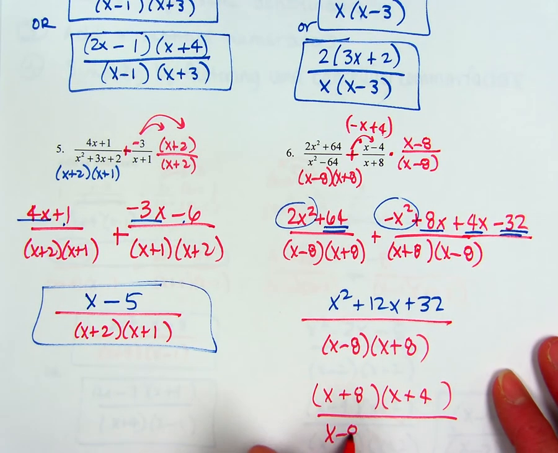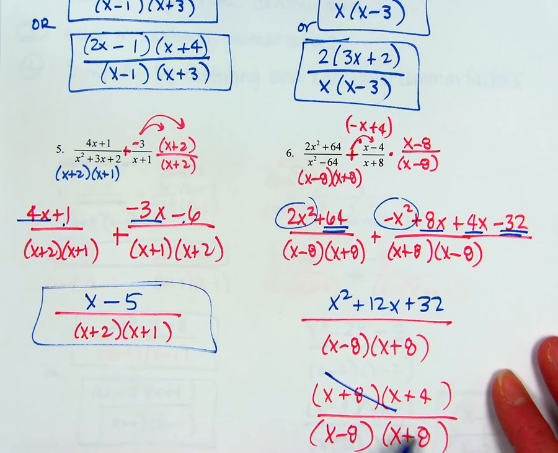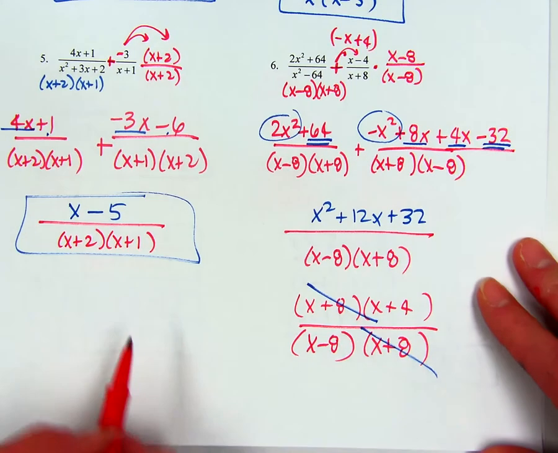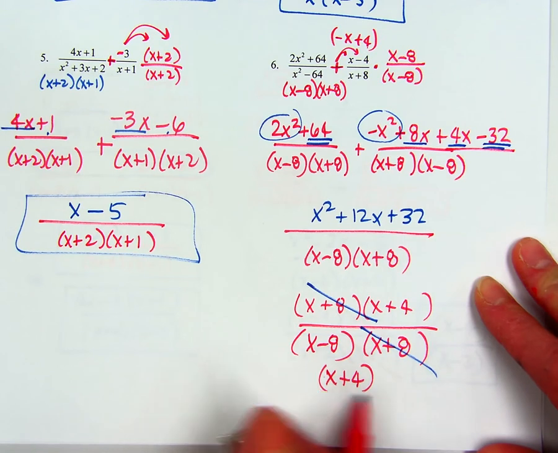So now we've got our numerator and our denominators. And look, we do have something that cancels. X plus 8 cancels. So your final solution is x plus 4 over x minus 8.